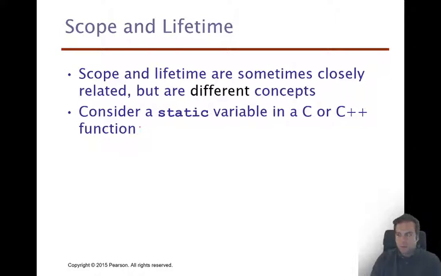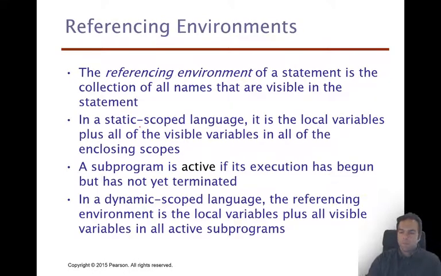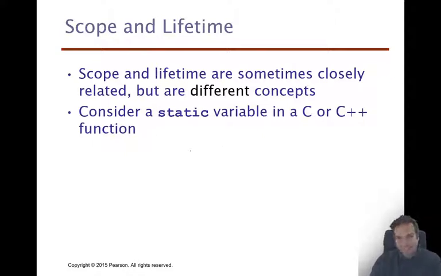So you can be alive and be hiding, which means you're out of scope. A static variable in C++ or C has a lifetime that's the entire duration of the program, but it may not always be visible. Let me explain what that means. If you know C or C++, if you write void foo, and you write in here static int x.